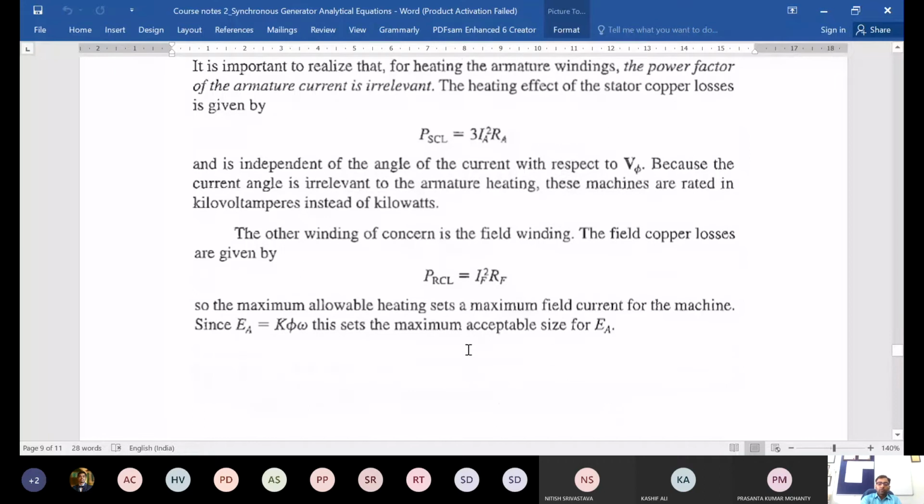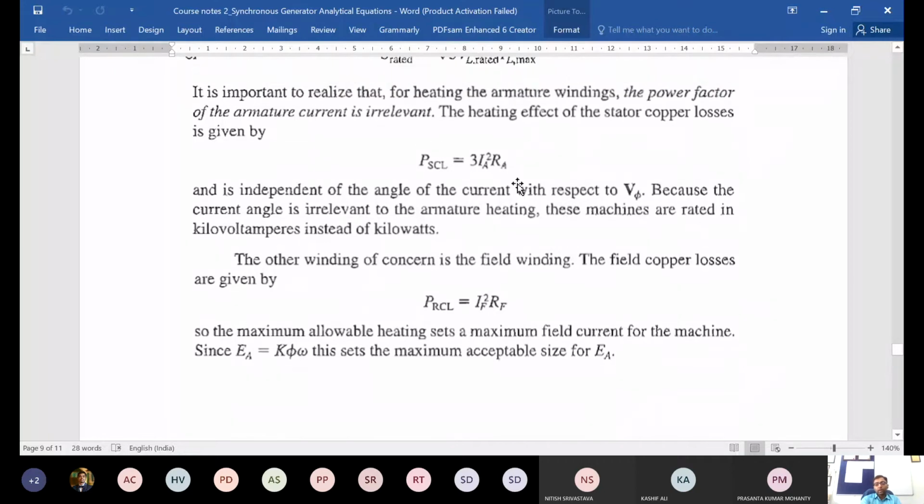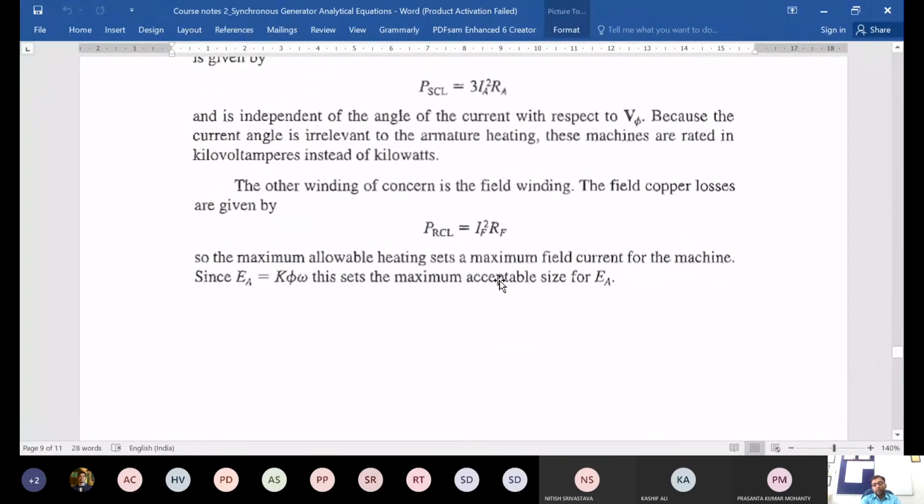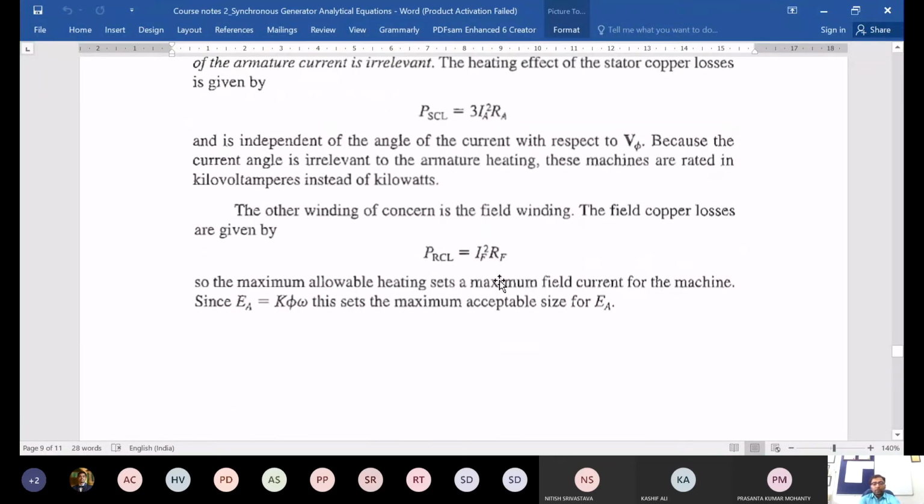So this will be the other restriction. Based on these two limitations, based on how much thermal loading your armature winding can take, the apparent power is decided, and based upon how much thermal loading your field winding can absorb, you get the EA, the generated EMF. Also the interaction of these two determines what the rated power factor will be. So this is about the power rating of the machine.